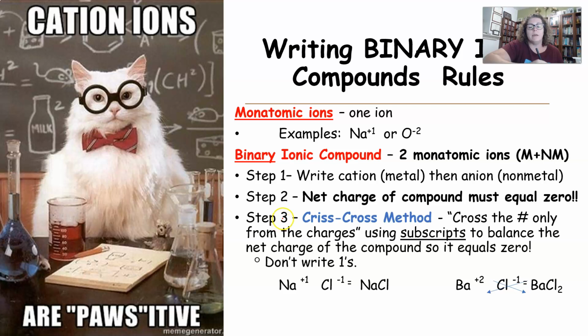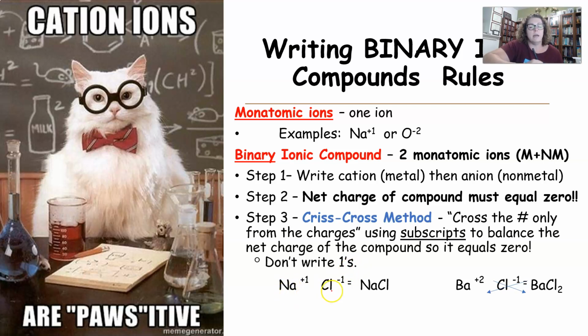But what if you get in trouble? It's called step 3. It's called the crisscross method. Cross the numbers on the charges only, using subscripts to balance it out. I'll show you what I mean by that as you see an example. We don't ever write the 1s. As I said, it's tedious. If it didn't have 1, you wouldn't have written the symbol to begin with.